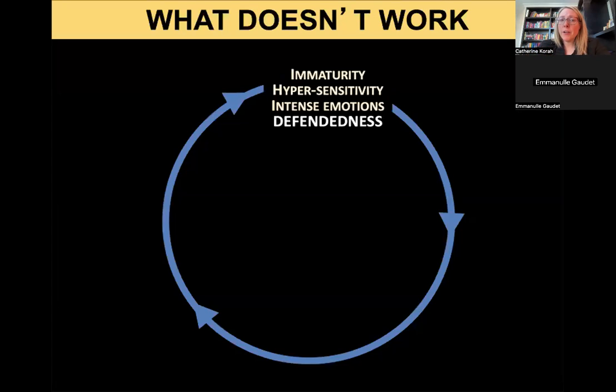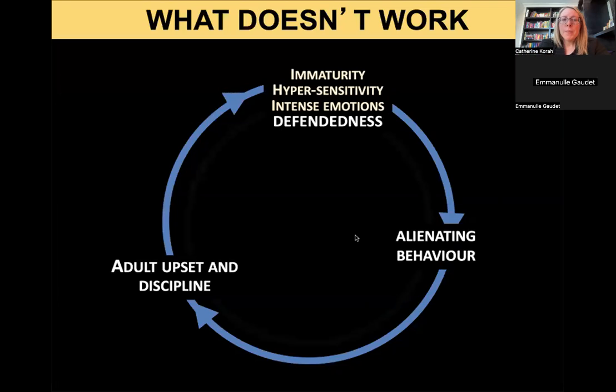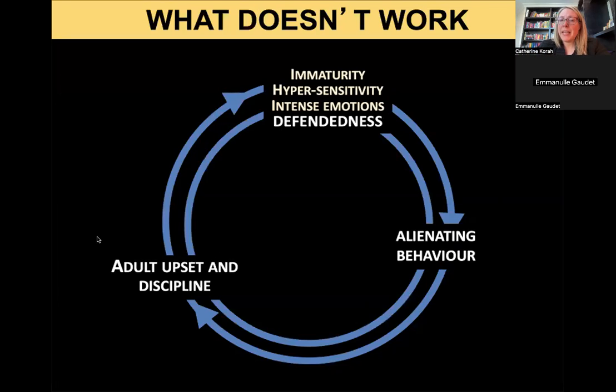So the danger here is that if their immaturity or defendedness turns into alienating behavior, if we're focused just on the behavior and we address it in a very authoritarian type of way, then this will just keep the child stuck in their defendedness and add more emotion, and it will continue the vicious circle.